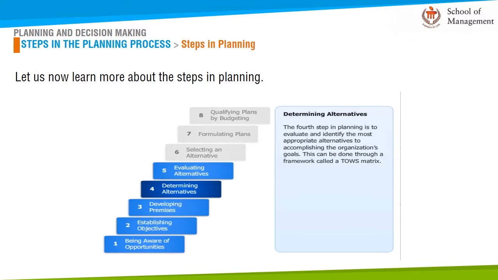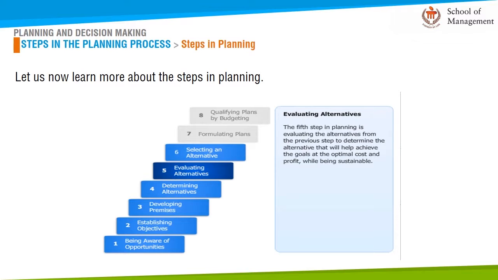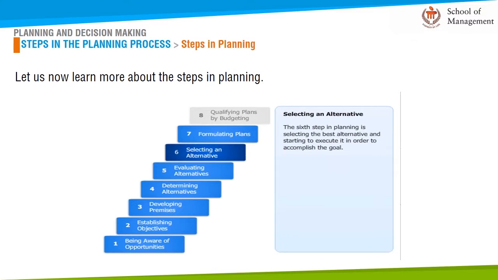Determining alternatives. The fourth step in planning is to evaluate and identify the most appropriate alternatives to accomplishing the organization's goals. This can be done through a framework called a TOWS matrix. Evaluating alternatives. The fifth step in planning is evaluating the alternatives from the previous step to determine the alternative that will help achieve the goals at the optimal cost and profit while being sustainable.